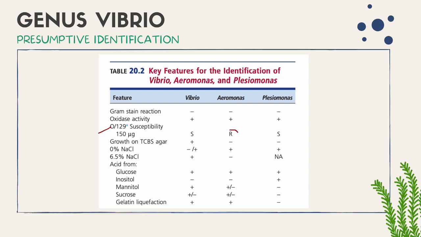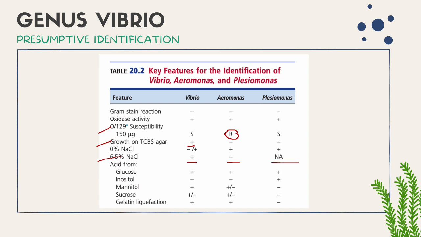So Aeromonas is resistant while the Vibrio and Plesiomonas are susceptible. For growth in TCBS agar, only Vibrio species can grow on this particular culture medium. For the growth of 0% sodium chloride, hindi din siya ginagamit kasi variable yung Vibrio, while positive for Aeromonas and positive for Plesiomonas. 6.5% sodium chloride can be used because some halophilic Vibrios can grow on this particular high salt content of culture media, while your Aeromonas and Plesiomonas are negative.